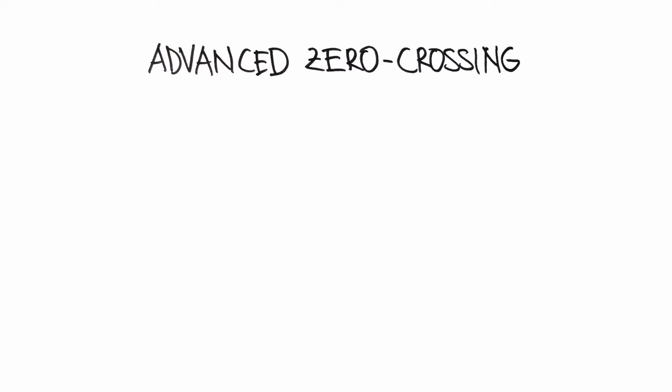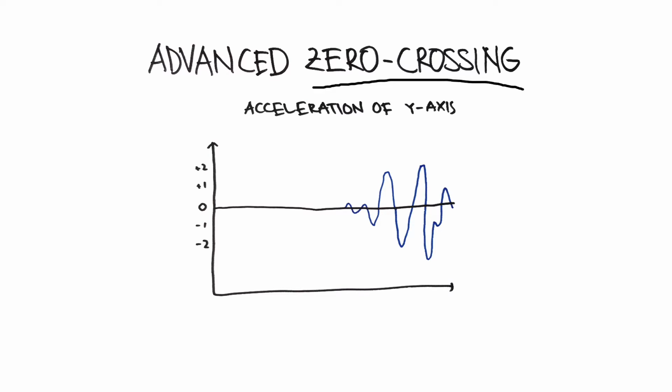The first one is called advanced zero crossing. A zero crossing is an event where the acceleration of a certain axis, for example the y-axis, passes through the zero mark while propagating over time from positive value to negative value, or vice versa. However, even after using the noise reduction technique, the acceleration signal still contains some noise which can make the signal register zero crossing even when the user is at rest.